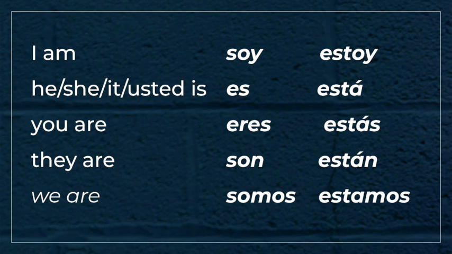So we have soy and estoy for the first person. For the third person singular, we have es and está. For the informal second person, we have eres and estás. For the third person plural, the pandas, we have son and están. And then for the first person plural, we have somos and estamos.